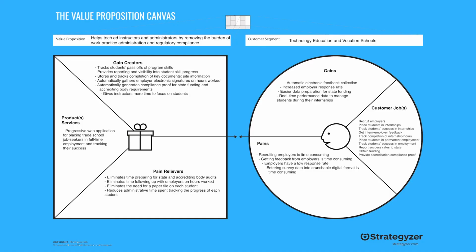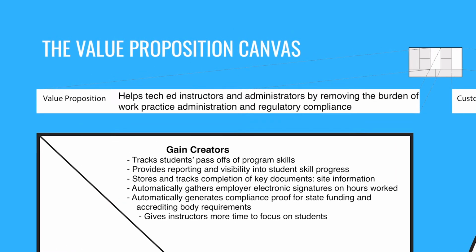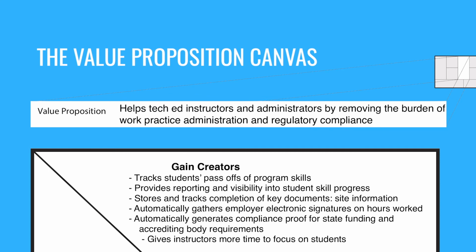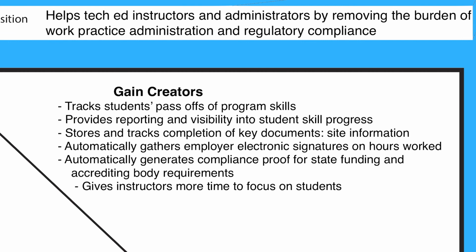So now let's go and update the value proposition side of the value proposition canvas. So our value proposition now is, we have a tool that helps tech ed instructors and administrators by removing the burden of work practice administration and regulatory compliance. This product enables the tracking of students' pass-offs of program skills. It provides reporting and visibility into student skill progress. It stores and tracks completion of key documents, like, for example, the site information form. It automatically gathers employer electronic signatures on hours worked. It automatically generates compliance proof for state funding and accrediting body requirements.